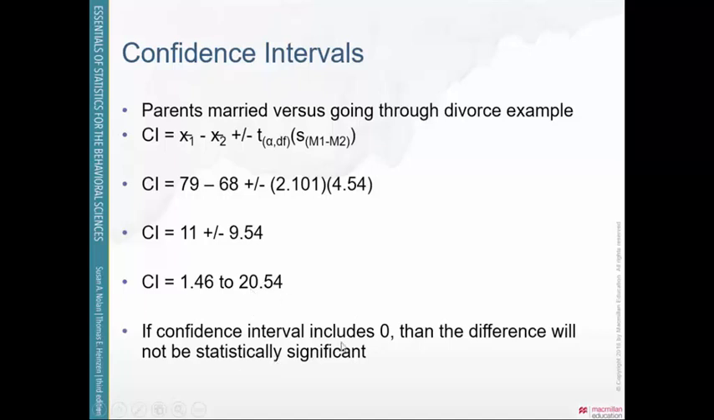And if the confidence interval includes 0, then the difference between the groups will not be statistically significant. These two things will always go together. If your confidence interval includes 0, you will have already failed to reject the null. And if you do reject the null, like we did in this case, your confidence interval will not include 0.